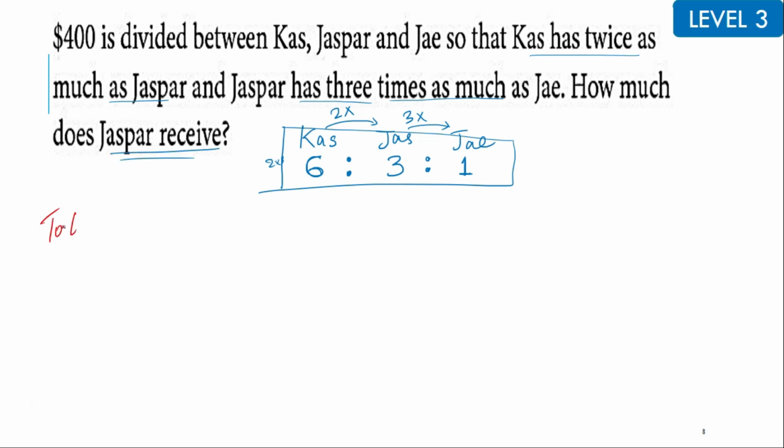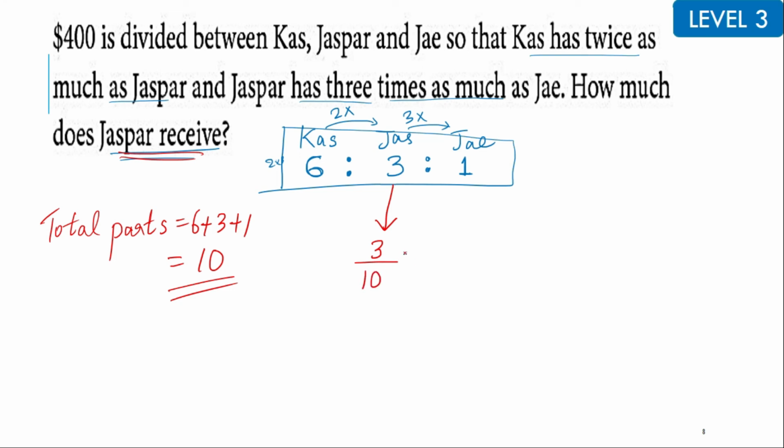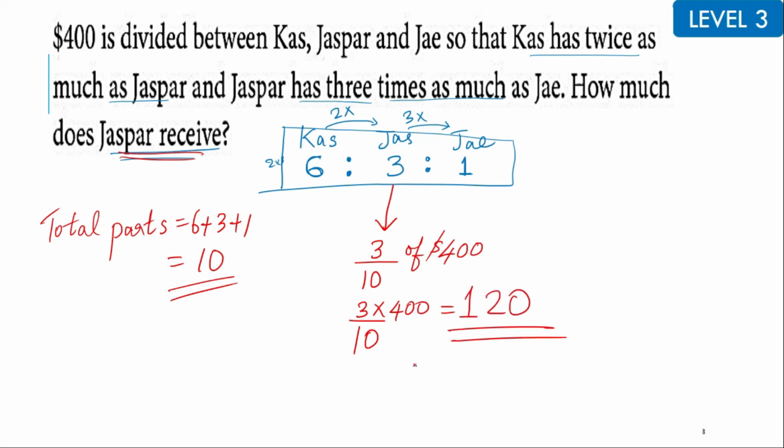Now we can say the total parts equals 6 plus 3 plus 1 giving you a 10. So what is Jasper? The question is how much does Jasper receive? Jasper is going to get 3 out of 10 of the money $400. So 3 times 400 over 10 giving you an answer 120. So the money that Jasper gets is $120 and this is your answer.